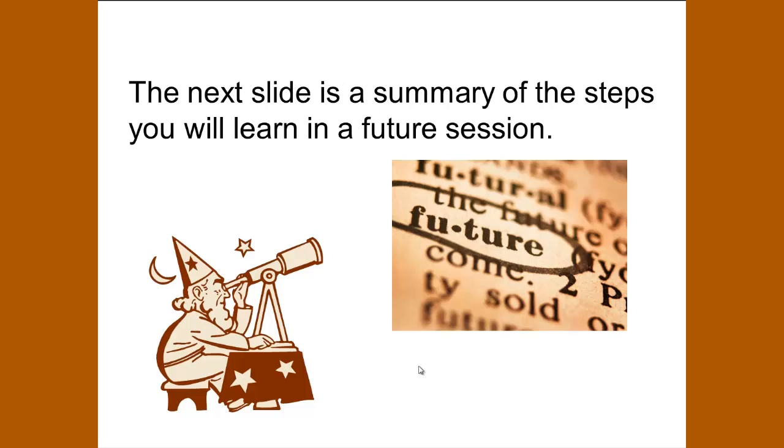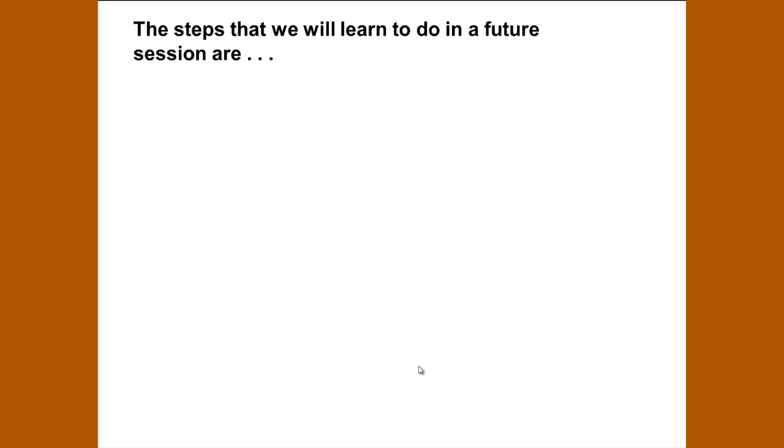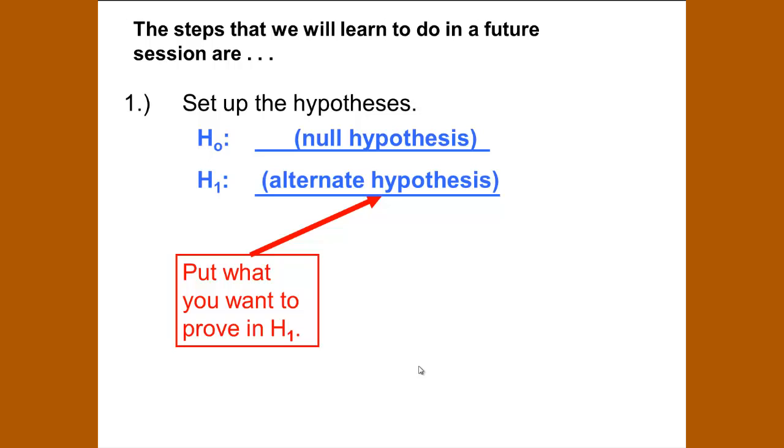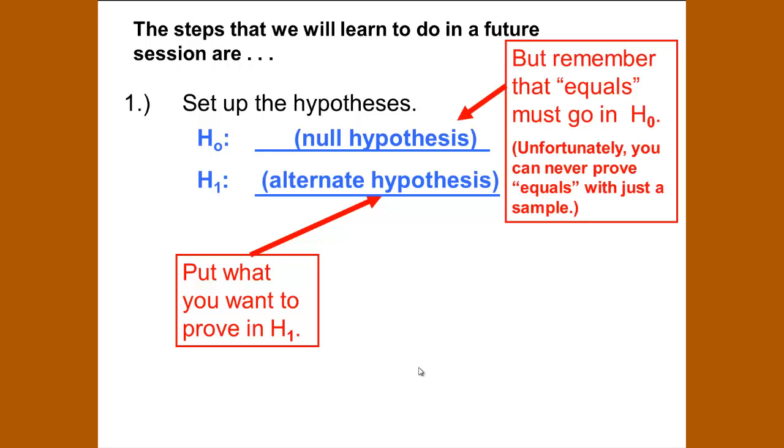The next slide is the summary of the steps you will learn in a future session. The steps that we will learn to do in a future session are: 1. Set up the hypothesis, the null and the alternate hypothesis, and put what you want to prove in H1. But remember that the equals must go into H0. Unfortunately, you can never prove equals with just a sample.